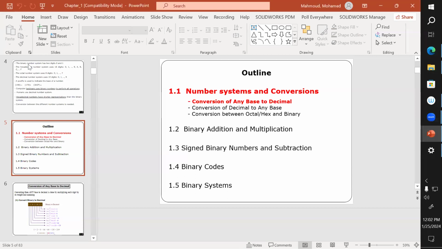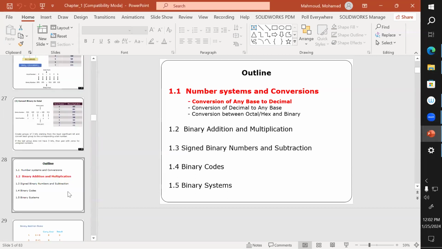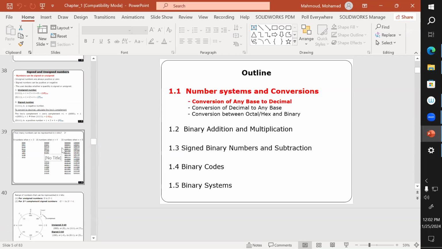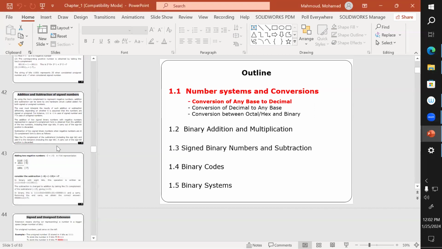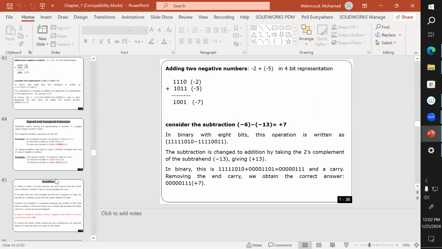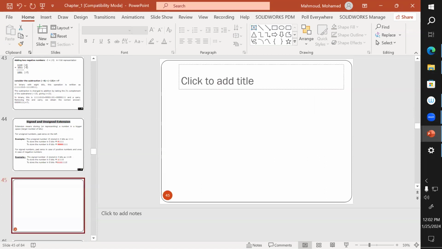Any questions? Good. So I want to continue on what I did last time. As I explained last time, if you have an n-bit number, this n-bit number can have 2 to the power of n different combinations. Okay, 2 to the power of n.